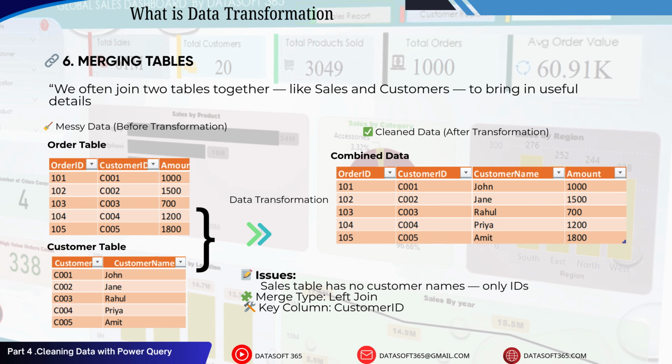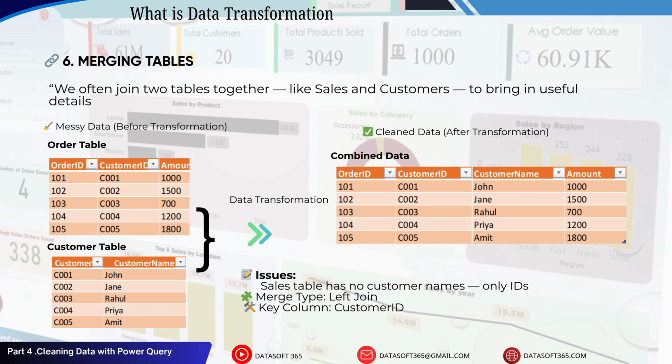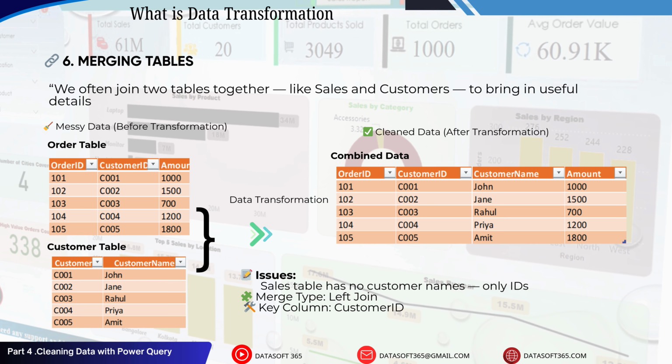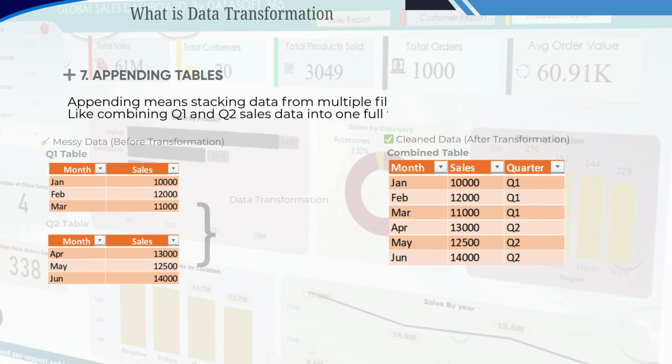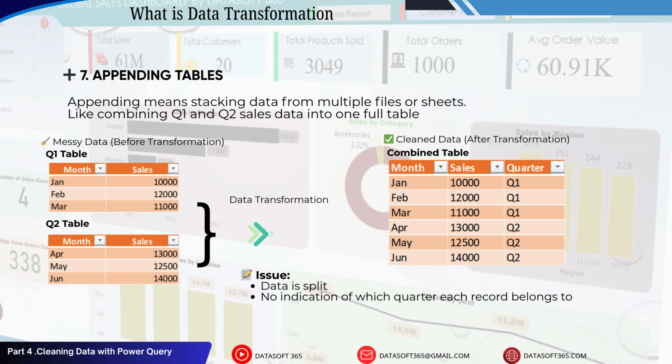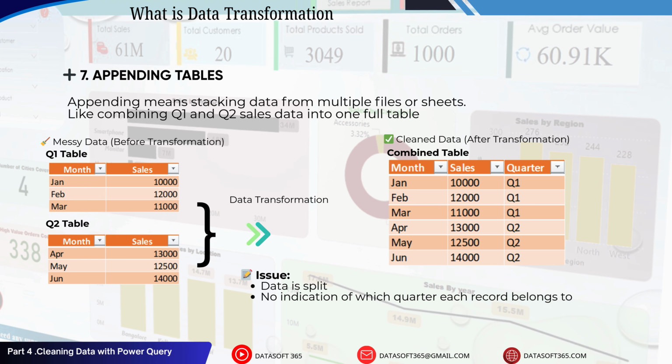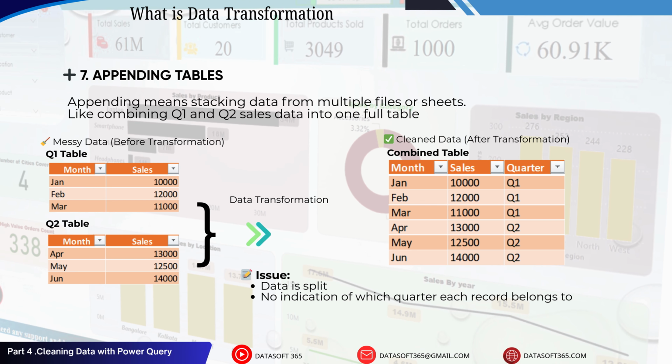The next one, merging tables. We often join two tables together like sales and customer to bring in useful details. This is called merging, just like VLOOKUP in Excel. The next one, appending tables. Appending means stacking data from multiple files or sheets, like combining Q1 and Q2 sales data into one full table.